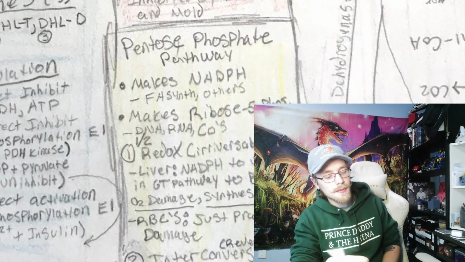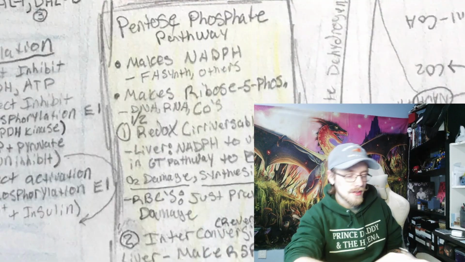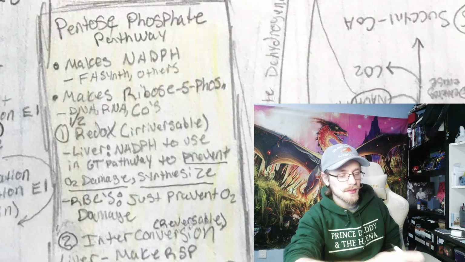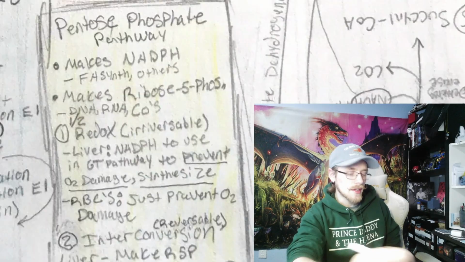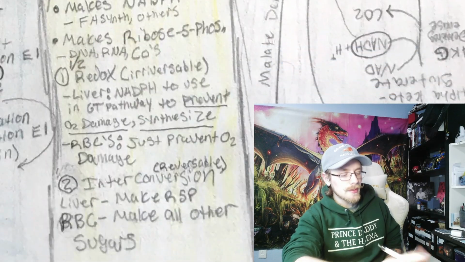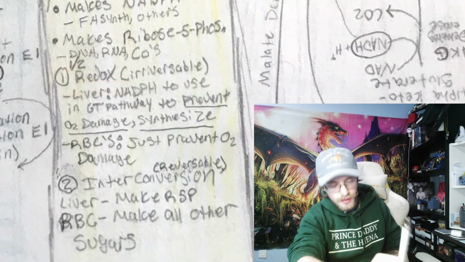So this is what allows them to make NAD, and they make ribose, which is used for DNA synthesis, right? They still need fatty acids and other things, and they still need to make DNA because they still need to be able to do their own stuff. So they go through this. Step 1 is the redox step, which is irreversible.